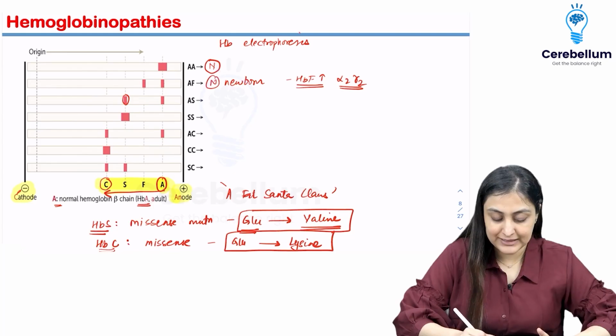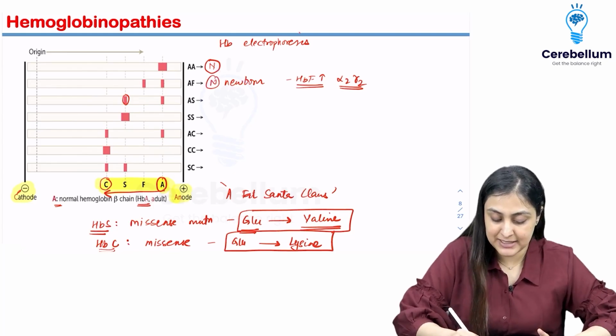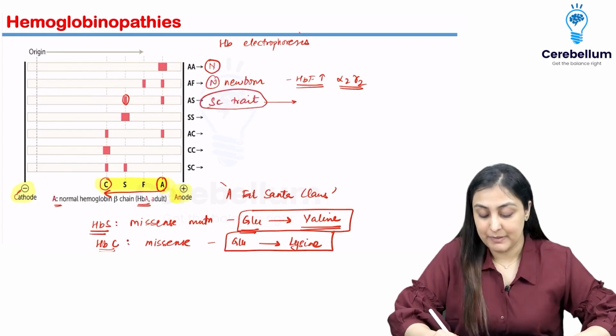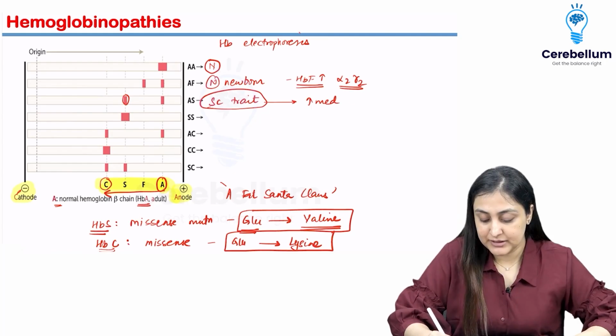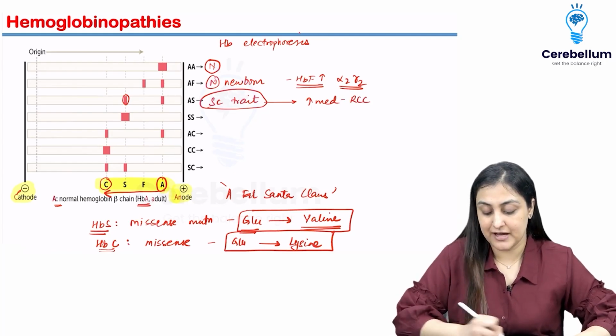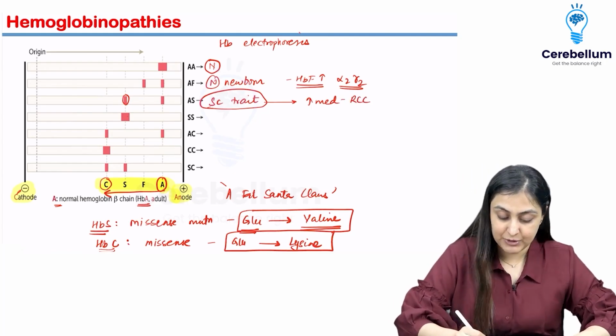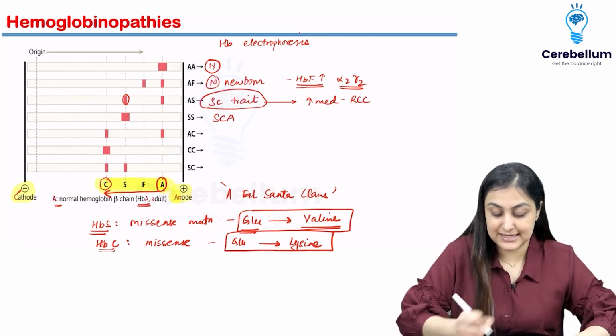So when you see one A and one S chain, this means that you have sickle cell trait. One question from sickle cell trait, remember they have high risk of medullary type of RCC. Okay, so they have higher risk of medullary RCC. When you have both S chains, this is sickle cell anemia.